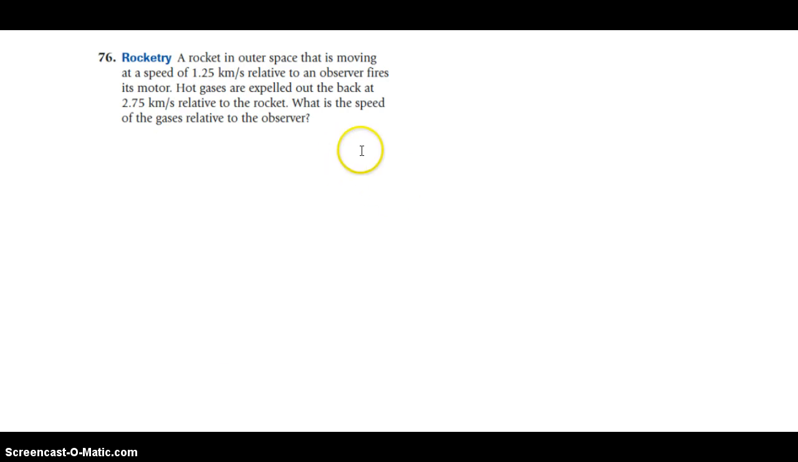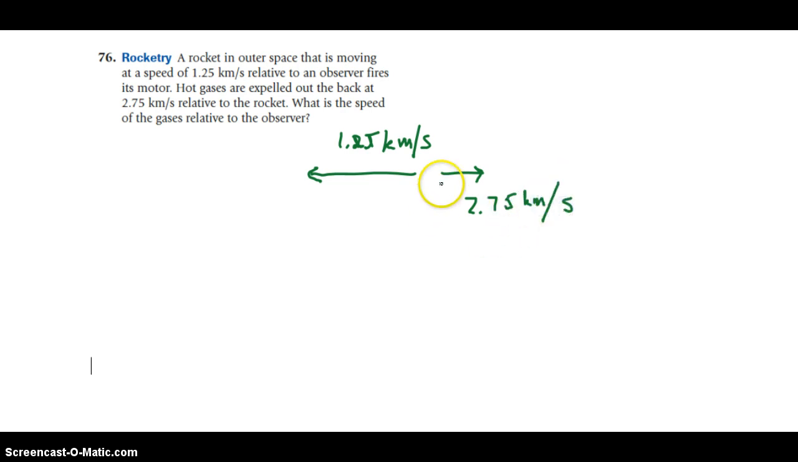Alright, so now we're talking about a rocket in outer space that has a speed relative to somebody watching it. It's moving along there at 1.25 kilometers per second, and it's going to expel a hot gas out of the back of the rocket at 2.75 kilometers per second to propel it forward. Actually, this vector should be much longer than the first vector in the opposite direction. But basically, we're just going to add those together.